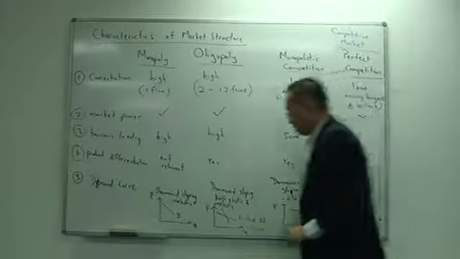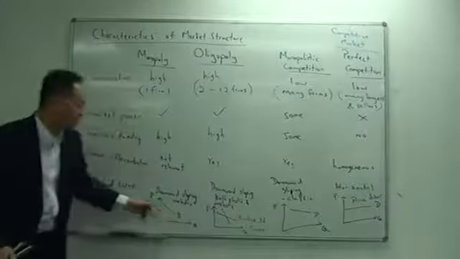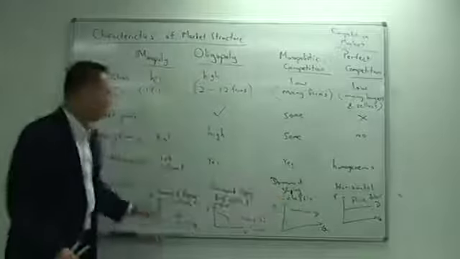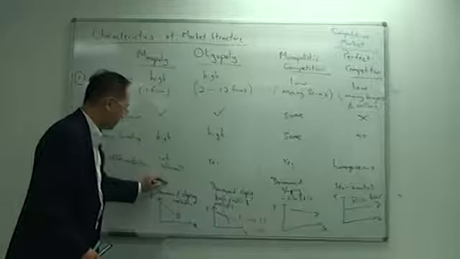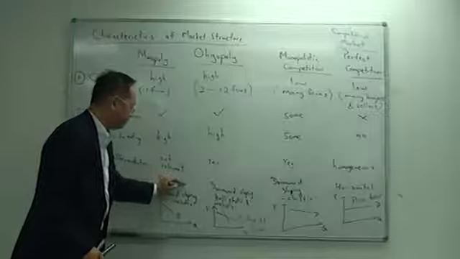So these three, when the demand curve is downward sloping, they are all price makers.